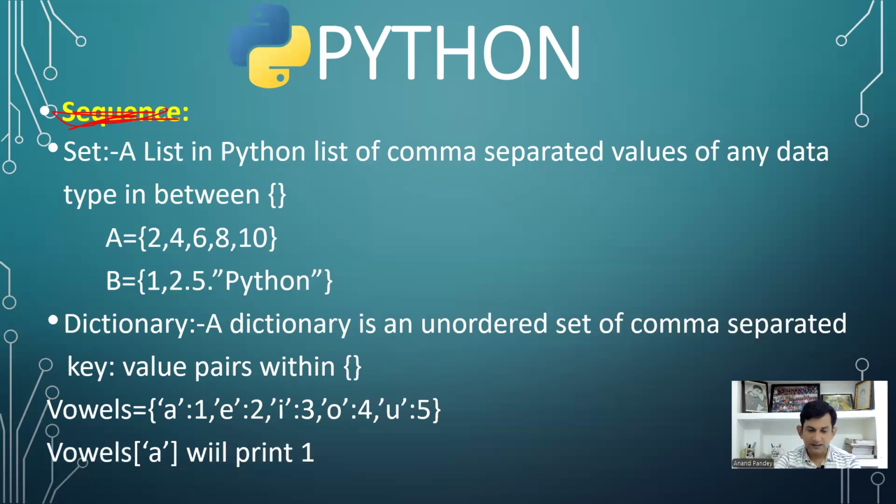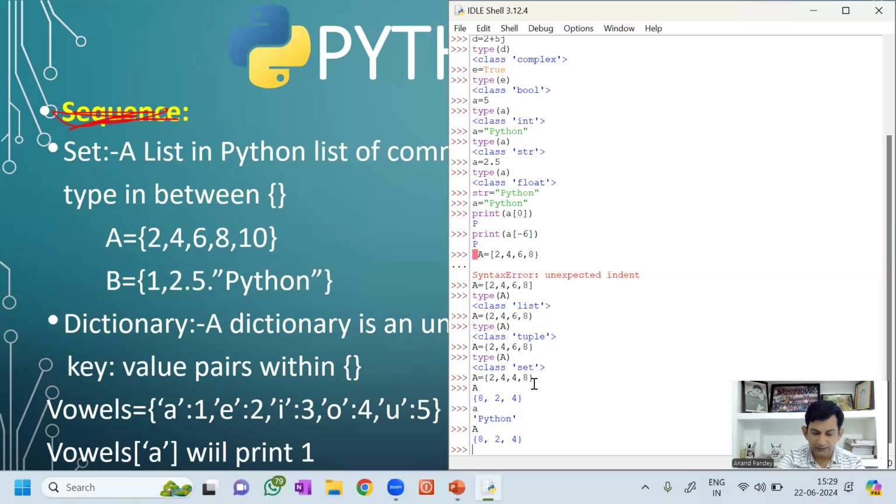Okay, let me show you with an example. See, vowels['A']. Here I'm writing vowels A. You can see this key is for 1, so vowels A will print 1. Let me show you in the IDLE. Here I'm writing vowels equal to, in curly bracket, key:value, then again comma, then key:value. As per the requirement, it can be set like this. Here I am storing only 2 values in curly bracket, close.